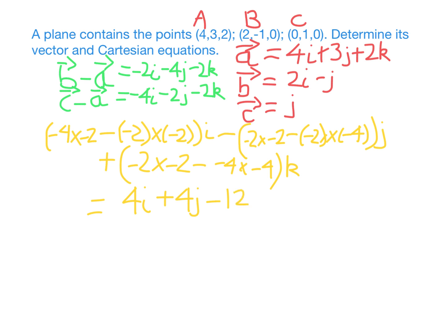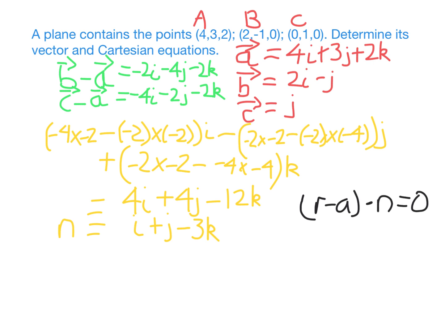Now, because any scalar multiple of this will also be a normal vector, we could divide these by 4 just to make life simpler for us. So i plus j minus 3k, see I've divided each component here by 4. That gives us a possible normal vector. So as we said on the previous slide, the vector equation is of the form r minus a dot n equals 0. We want the dot product to be 0 because all the vectors on the plane need to be orthogonal to the normal vector n.